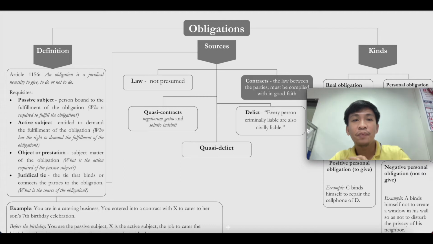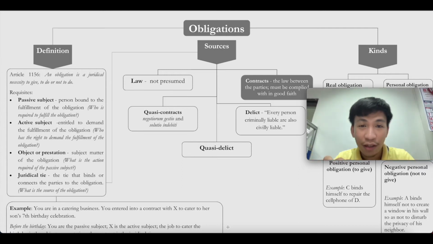And finally, juridical tie. When you say juridical tie, ano yung tie na nagbibigkis sa dalawang parties? What is the legal relationship between the two parties? Ano ang tie na nagko-connect sa kanila? Now, itong juridical tie, to answer this juridical tie, we refer to the sources of obligations, but we will deal with that later. Now, let's start with an example para maintindihan natin yung apat na elements ng obligation.